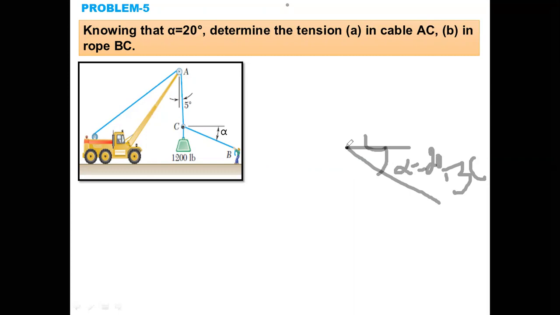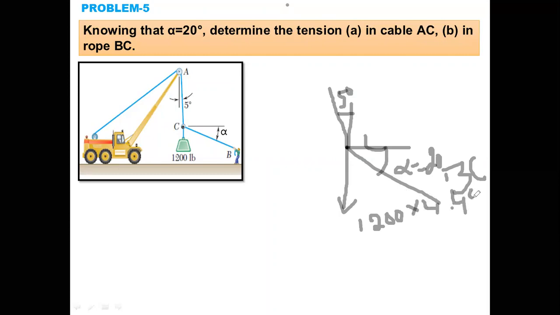And from the C point, there is a cable which makes an angle of 5 degrees with respect to vertical. You can observe this in the figure. And there is one more thing, the self weight, which is 1200 lb, acting vertically downwards. To convert from lb to Newton, if you multiply with 4.45, then you will get it in Newton.